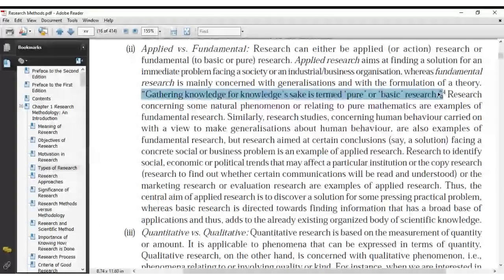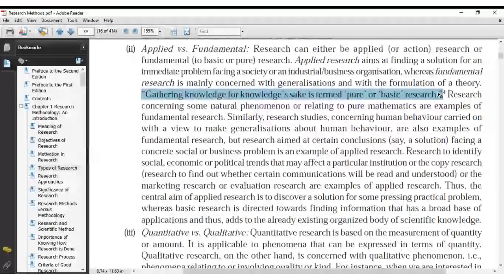So applied research is not basic research, and it is also not pure research. Pure and basic research is when you are researching for knowledge's sake, gathering knowledge for knowledge's sake. You are not using it to build a solution for an existing problem. You are not using it for anything important. You're just building knowledge, describing things, making theories.